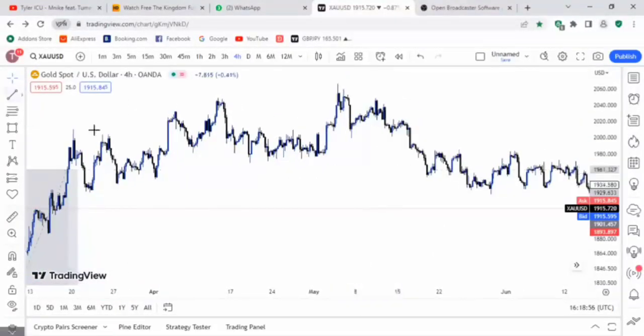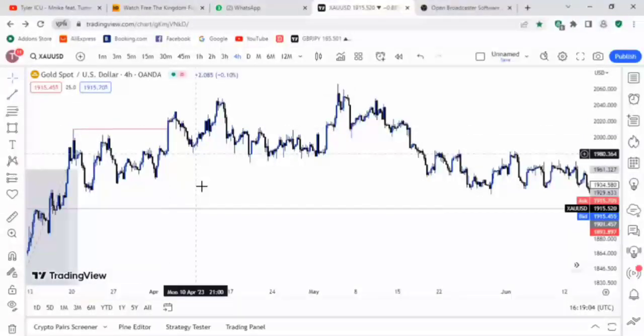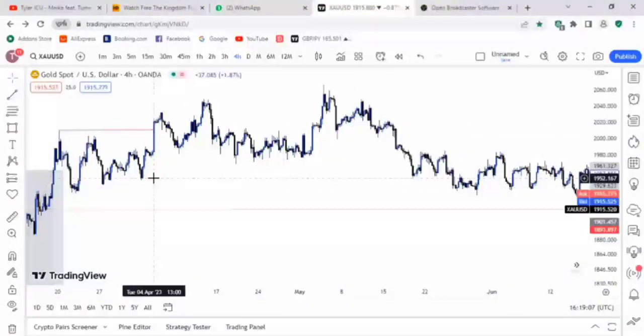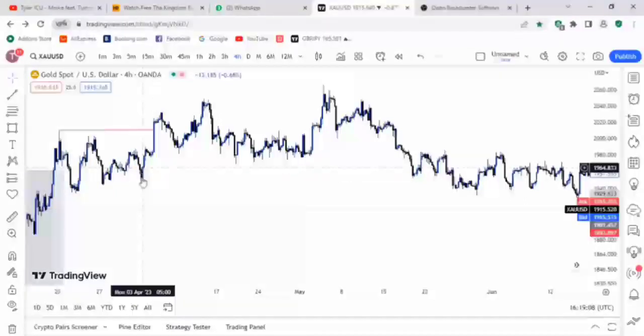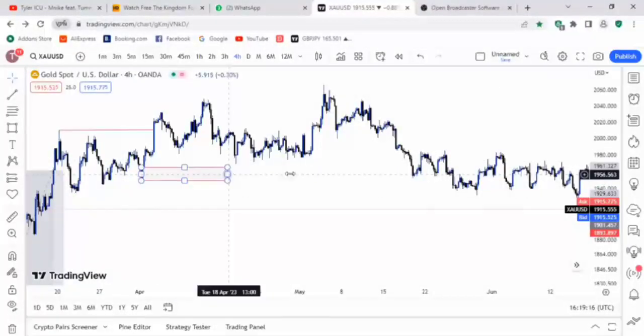We had a break of market structure. After the break of market structure, our order block is supposed to be this candlestick. This is supposed to be our order block, the last bearish candlestick.